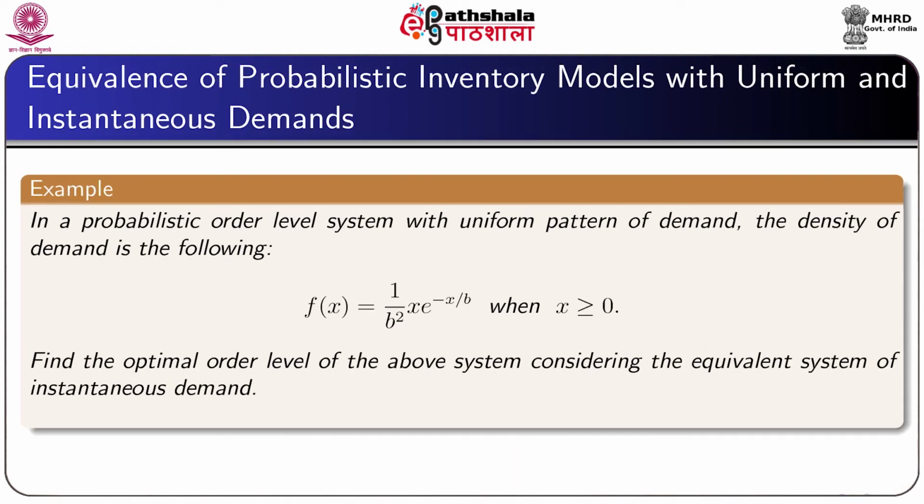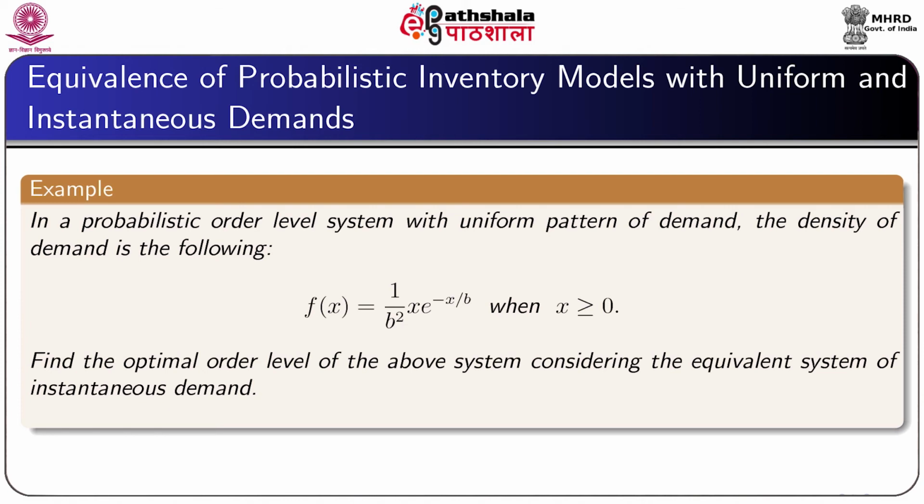Now, let us consider an example of how we can use this equivalence relation to solve a problem. In a probabilistic order level system with uniform pattern of demand, the density function is as follows: f(x) is equal to 1 by b square into x into e to the power minus x by b when x is greater than or equal to 0. We have to find the optimal order level of the above system considering the equivalent system of instantaneous demand.